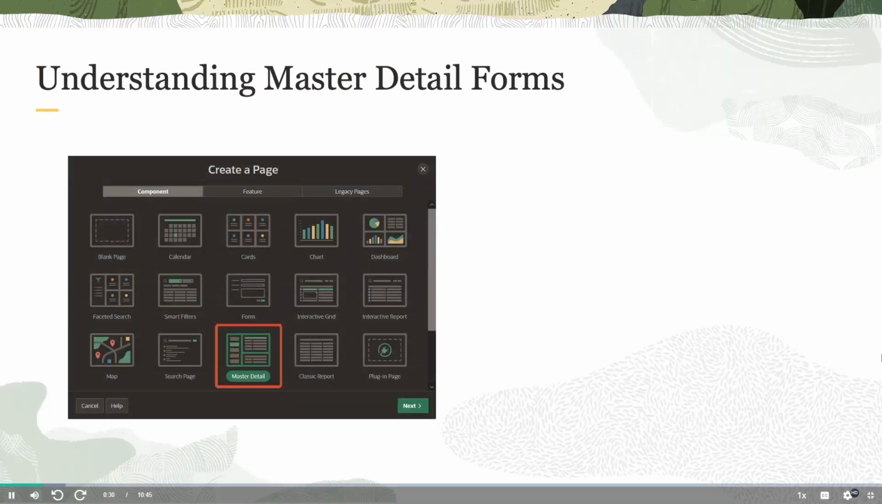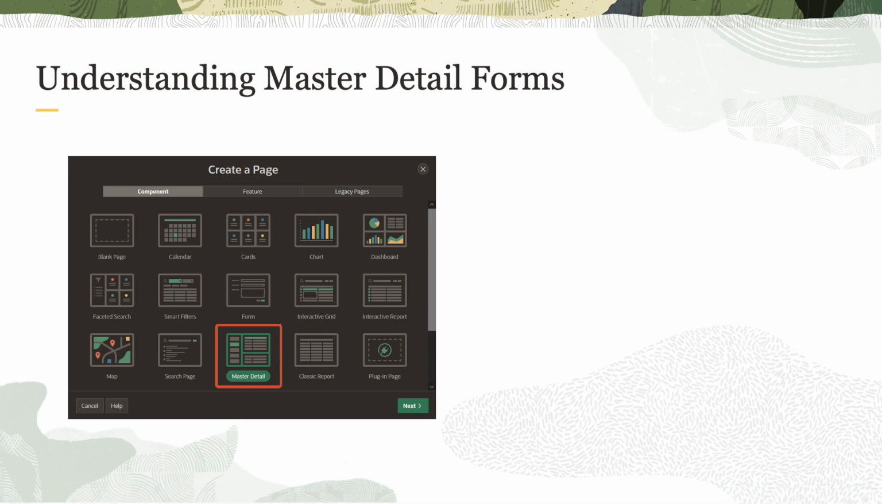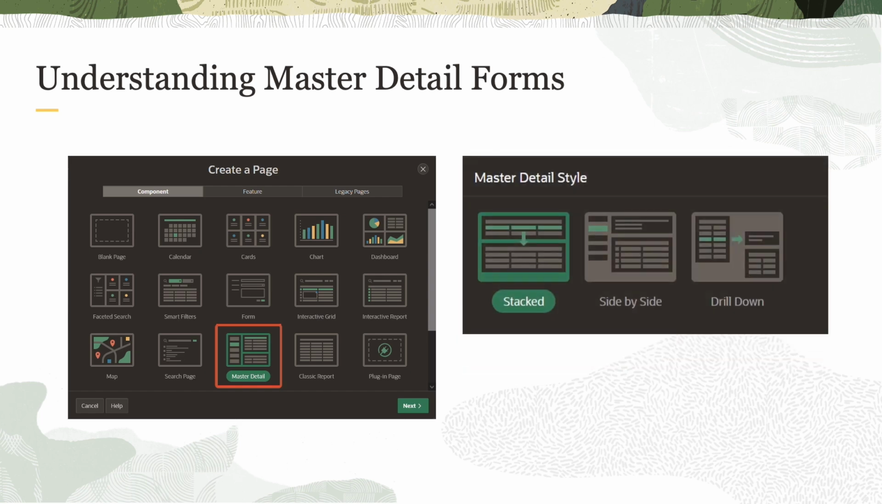A master detail form reflects a one-to-many relationship between tables in a database. Typically, a master detail form displays a master row and multiple detail rows. When you create a master detail form using the Create Page or the Create Application wizards, you choose the tables on which to build the master form and the detail form. 3 options are available when you choose master detail in the Create Page wizard: stacked, side by side, and drill down. Let's learn about each of these master detail styles in detail.